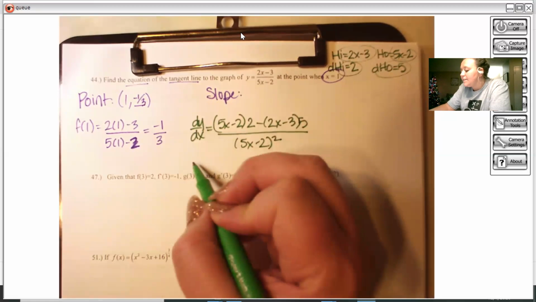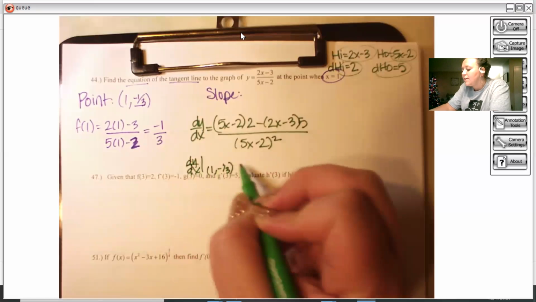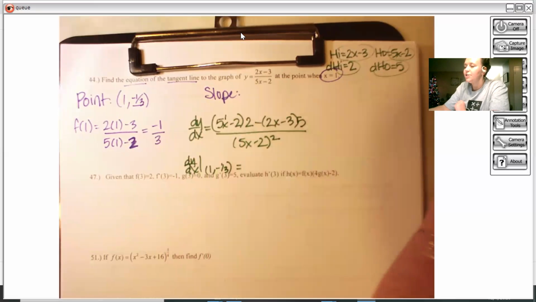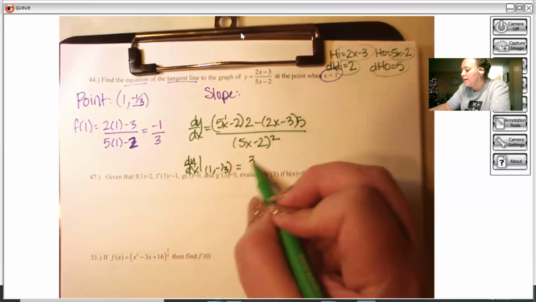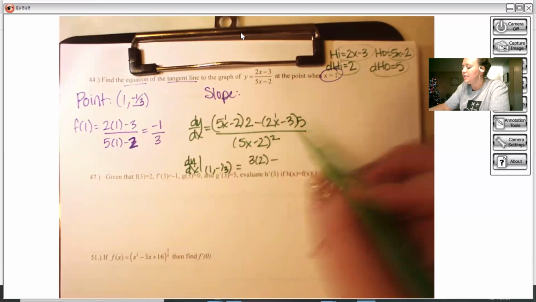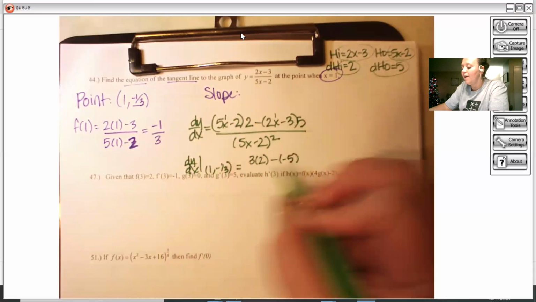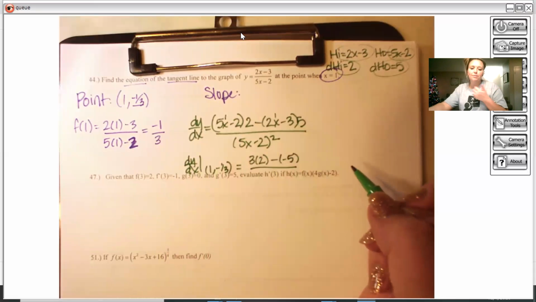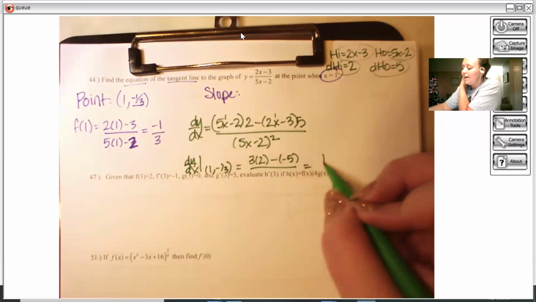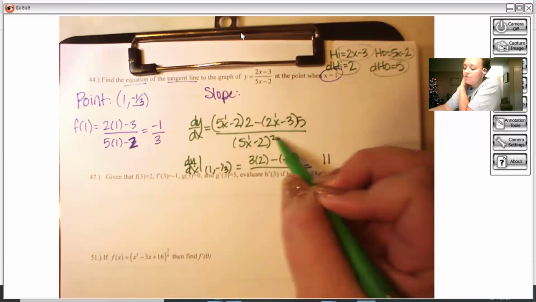So my dy dx at this ordered pair, which is 1, negative a third, is going to be 5 times 1 minus 2. So 5 times 1 is 5, minus 2 is 3. And then plug in your 1 here. 2 times 1 is 2, minus 3 is negative 1. Multiply that by 5, that's a negative 5. But if I minus a negative 5, we know that's going to turn into a plus. So on top, 3 times 2 is 6, plus 5 is 11. Bottom, we're putting a 1 right here. So 5 times 1 is 5, minus 2 is 3, 3 squared is 9.